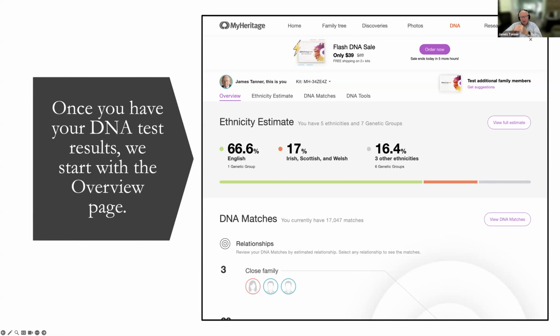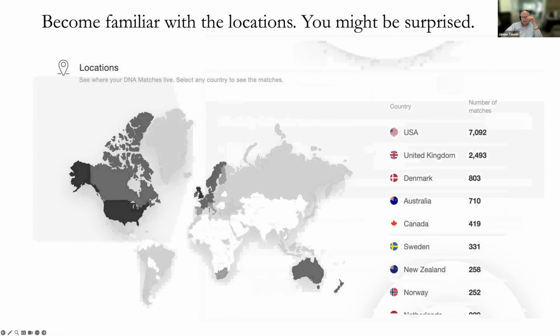So we're here with mostly English, Irish, Scottish, and Welsh. Great Britain is the place, and I have 16.4% of other ethnicities. Now, this may be where you get a big surprise. This would be the second big surprise. The first one was that you're related to people you didn't know you were related to, or you're not related to people you thought you were related to. And in this case, you're finding out that you are related to lots of people that you didn't know existed.